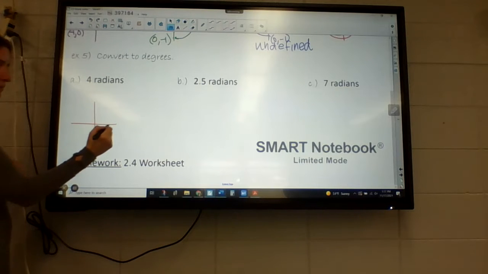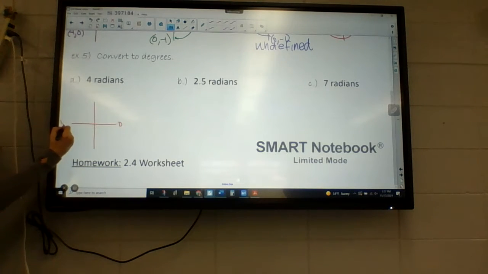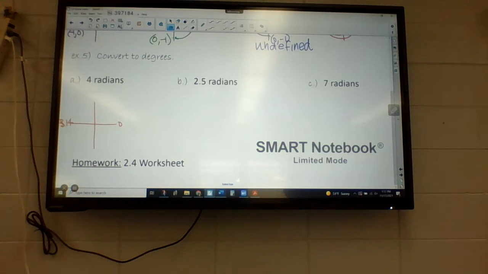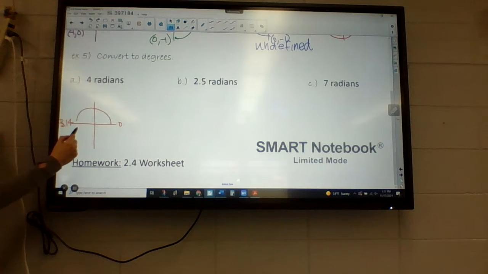So technically, if we're talking about radians, this would be 0. This would be pi. But pi is technically what number? 3.14. That's probably enough. So 0, 3.14, this would be like 6.28. That would be radians, if we're talking about radians without the pi involved. So 4 radians is going to be somewhere right over here.